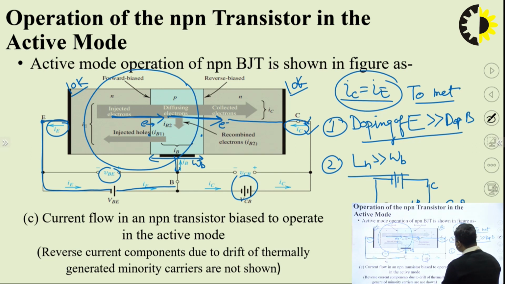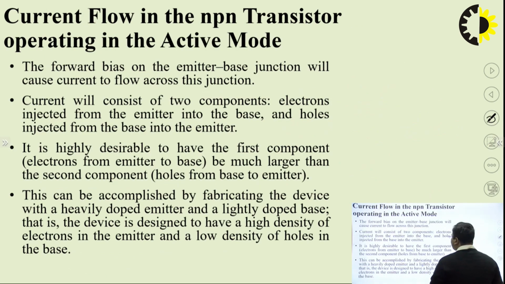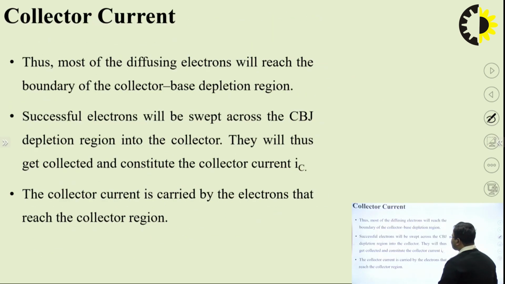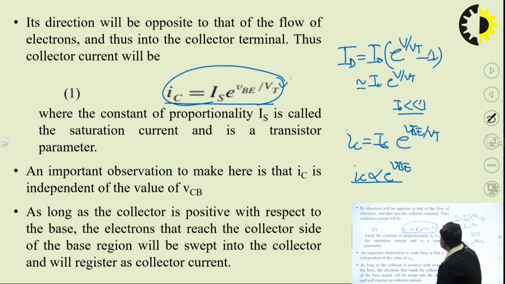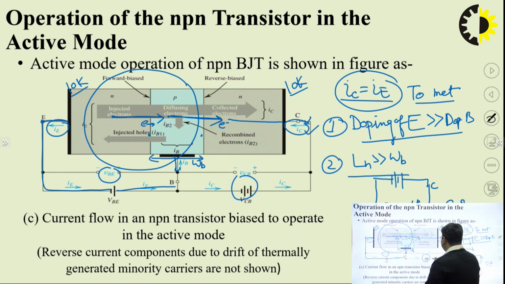If the base is common between emitter and collector, it is known as common base configuration. If the emitter is common between collector and base, it is known as common emitter configuration. For the common base configuration, we conclude that IC directly depends upon VB. There is no dependence on VCB. Ideally IC is independent of VCB. Whatever the value of VCB, IC doesn't vary. IC will vary only with the variation in VB.